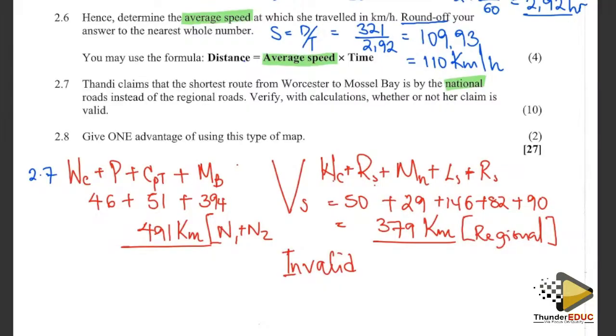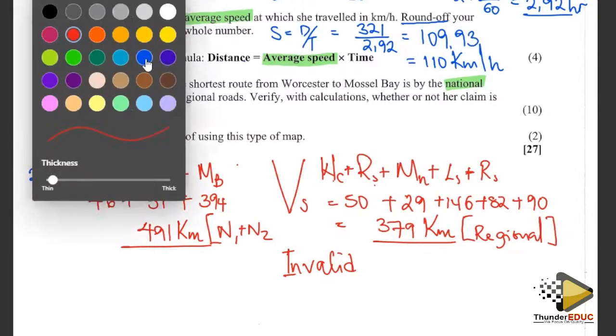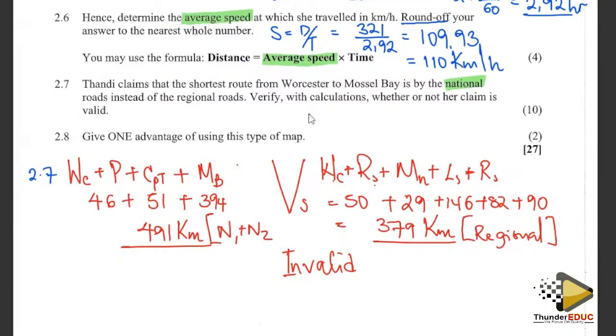He said, give one advantage of using this map. The advantage of using this map would be that it's more detailed, since it's small. And it's straightforward. More detailed, easy to interpret. No?